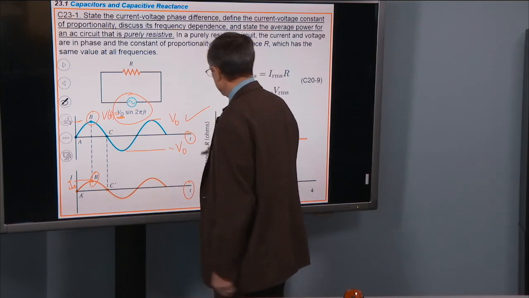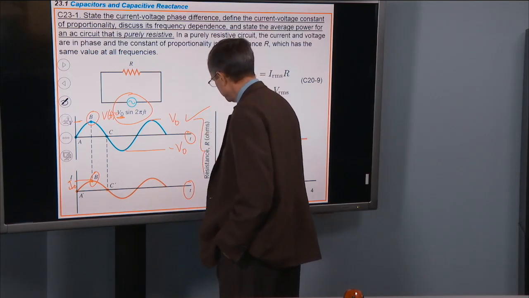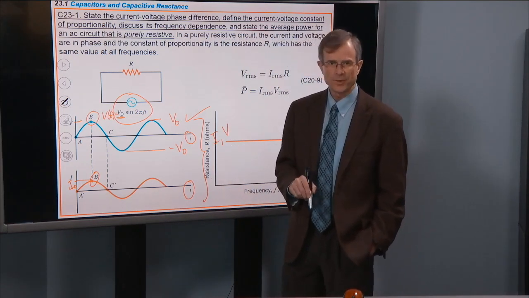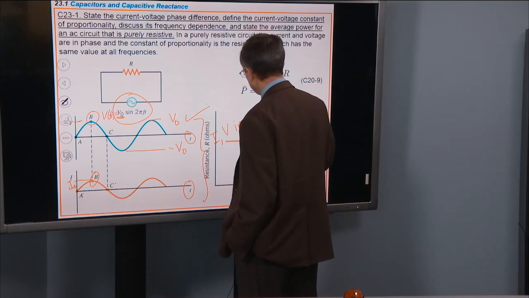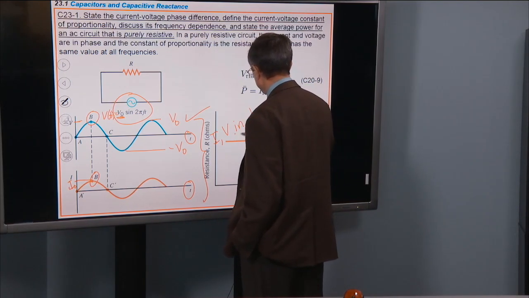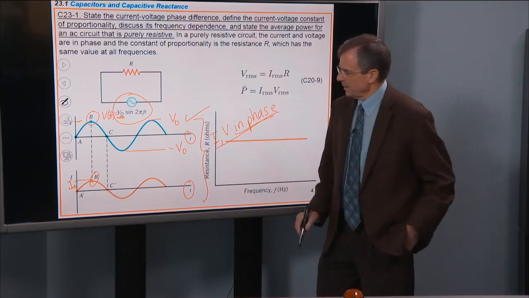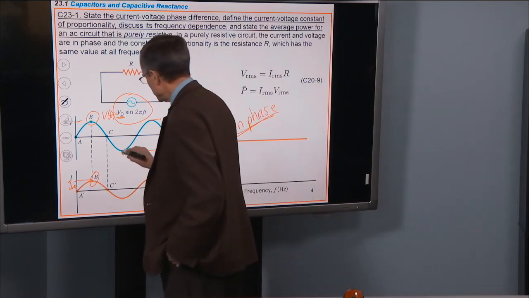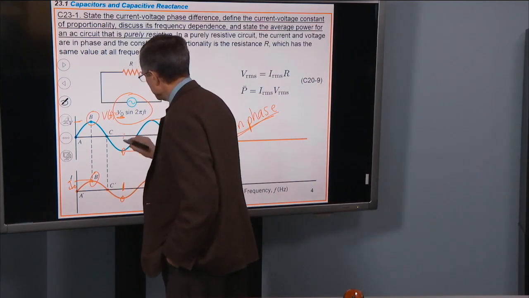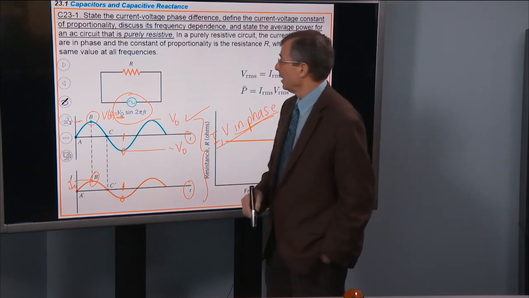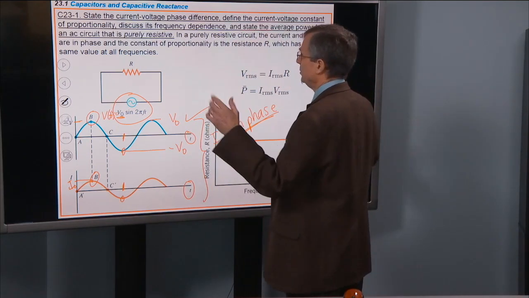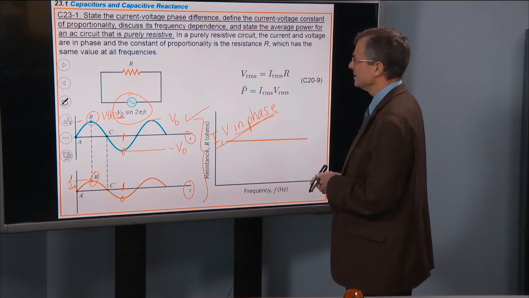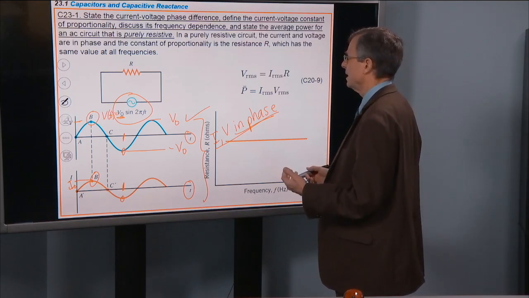It means that the current and the voltage are in phase with each other. They reach their peaks and their valleys at the same time. Here's where they reach their valleys. The time here is the same as the time there. All right, so what are we asked to do? State the current voltage phase difference. Define the current voltage constant of proportionality. Let's do these one at a time.